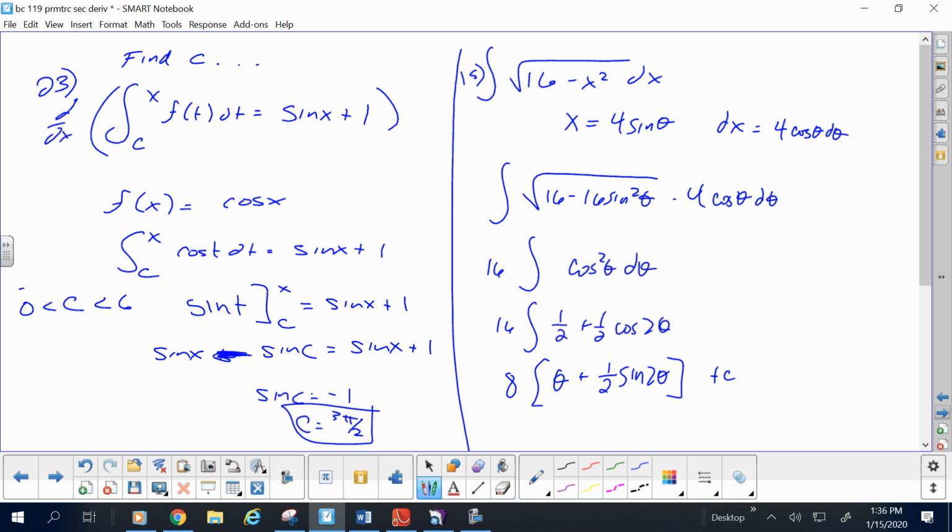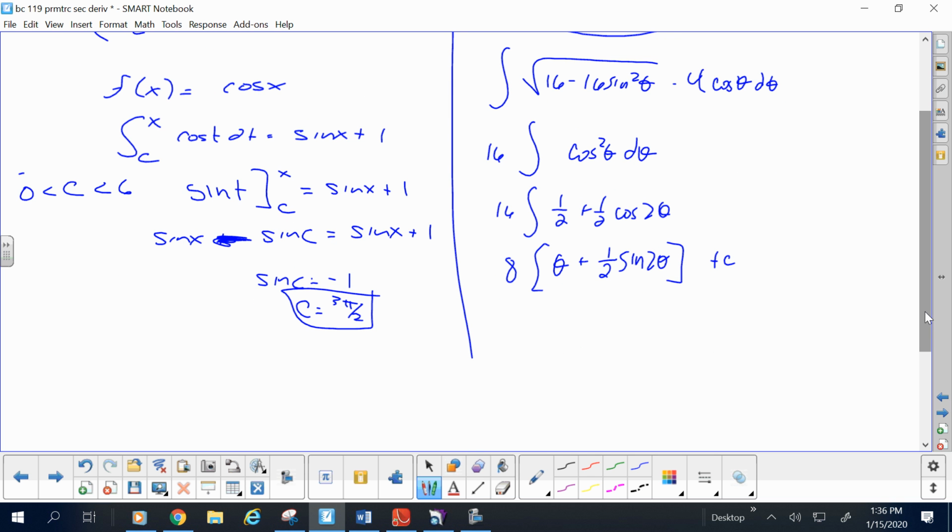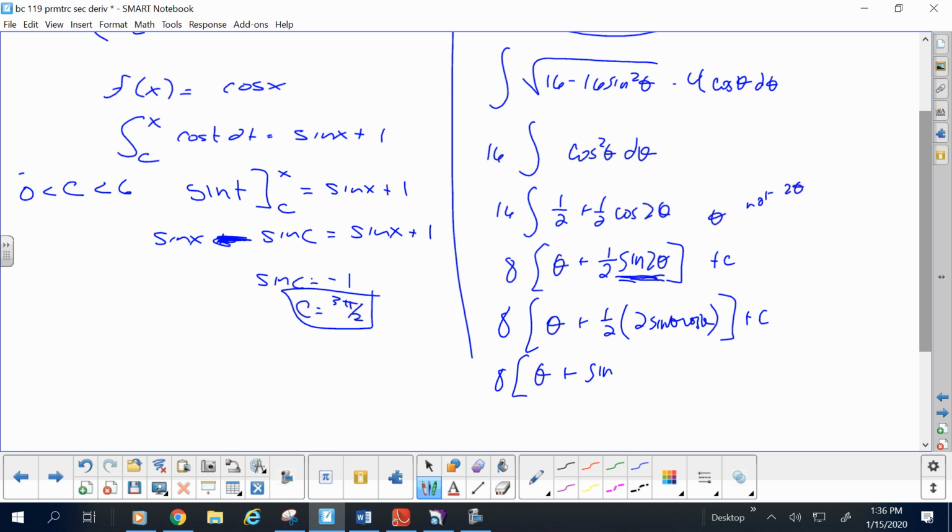Now the problem with that is that this trig fact is about sine of theta, not 2 theta. So how do I deal with that problem? You know theta, not 2 theta. So we need to change this guy. How do we do it? 2 sine theta cosine theta. And so we get something like 8 times theta plus sine theta cosine theta.